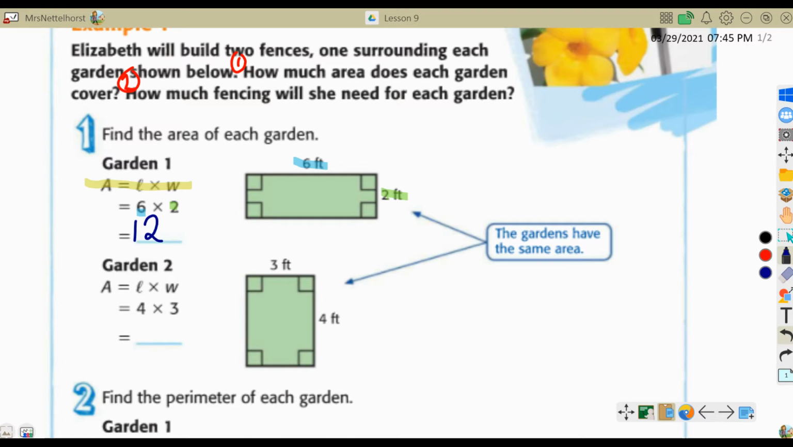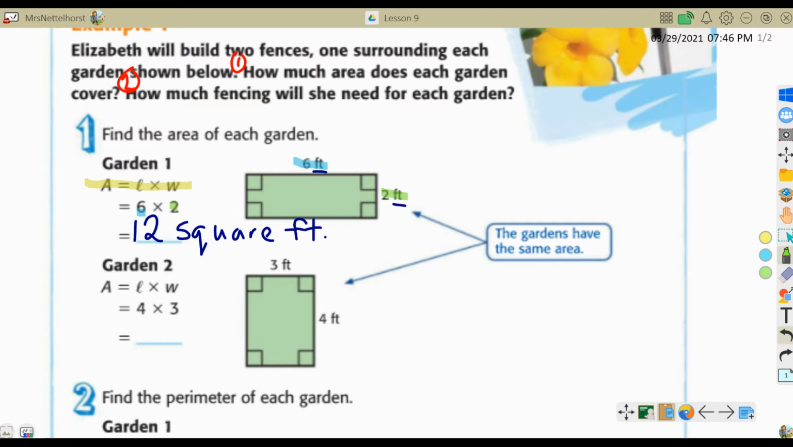So because area is always measured in squares, we write square, and then we're not using units because the problem told us that we're measuring it in feet. You can write F-E-E-T if you want, or you can put F-T period. That's the abbreviation for feet. Okay, garden number 2. Once again, let's highlight what we need to know.